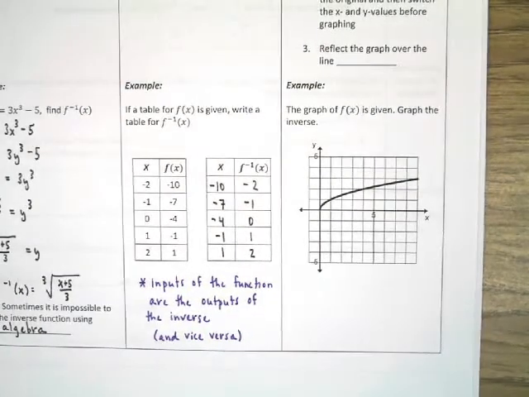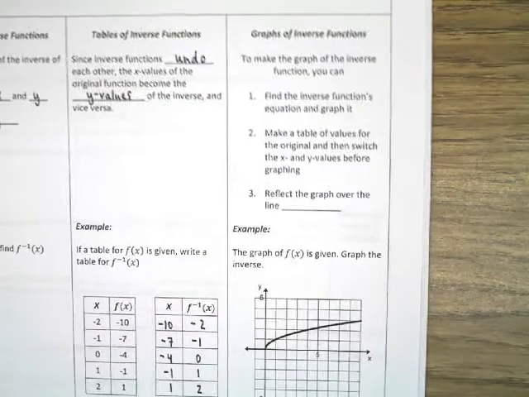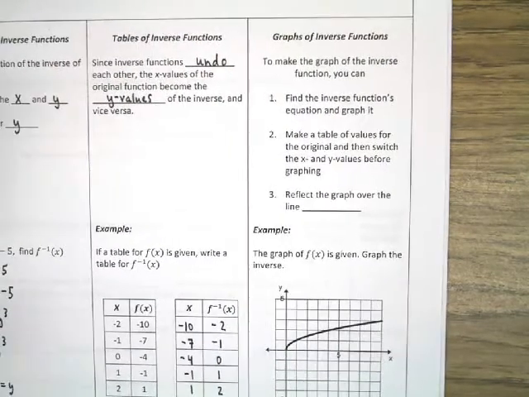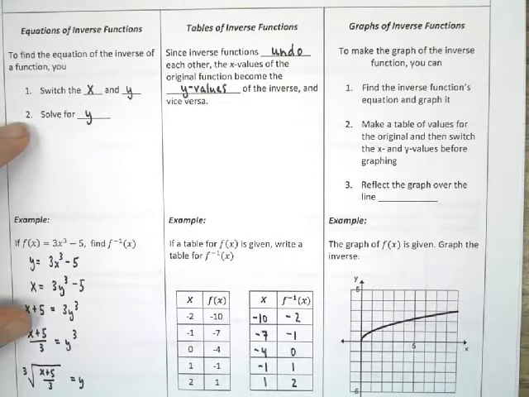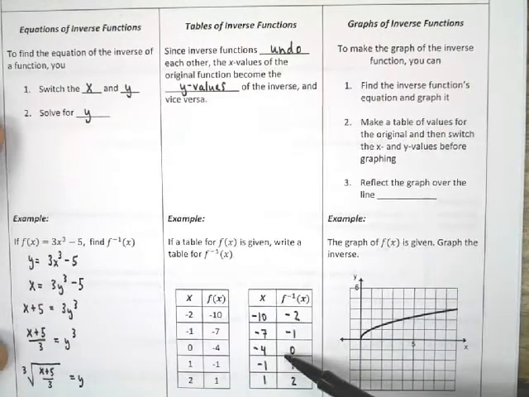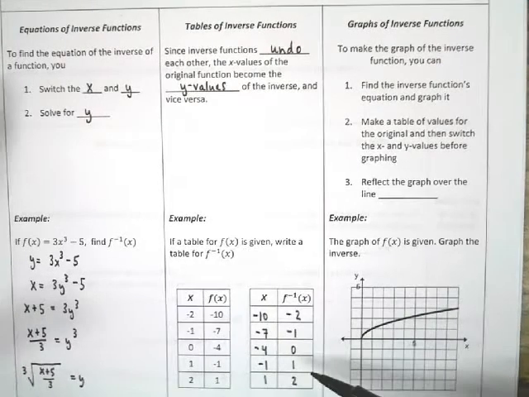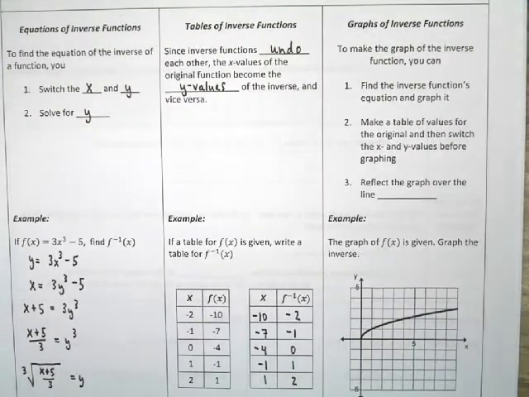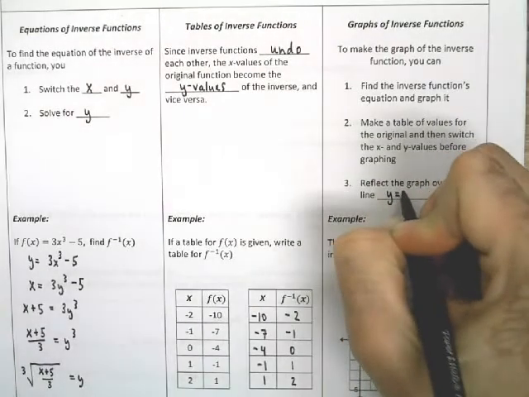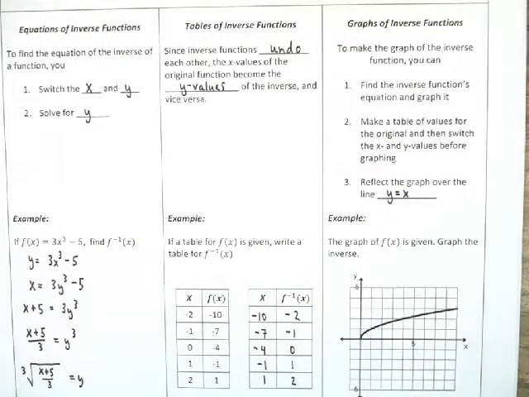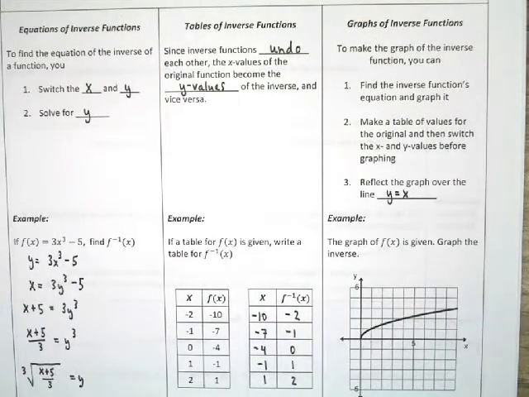So then the last thing we want to touch on when we're talking about inverses is how that plays out graphically. To make the graph of the inverse function, we can either find the inverse function's equation and graph it, so do what we did back here on the left side, actually find that inverse and graph it. We could use our table of values to switch the x and y before graphing, or we can reflect the graph over the line y equals x. So in this case, if I take that line y equals x, I'll use my ID here. There's a little straight edge.